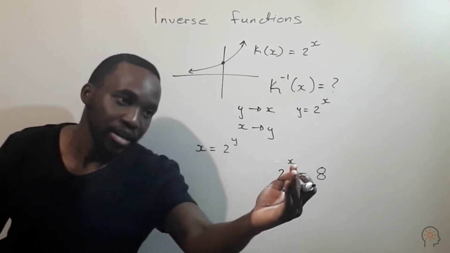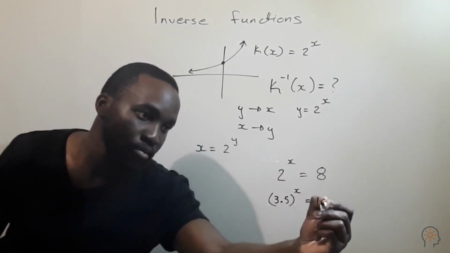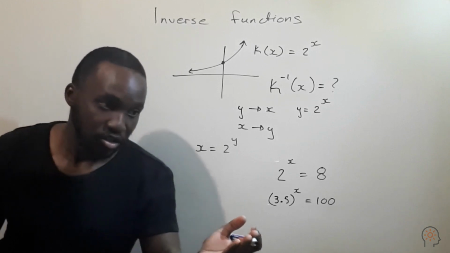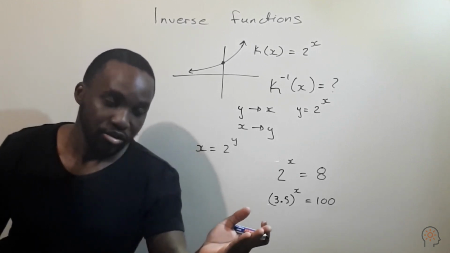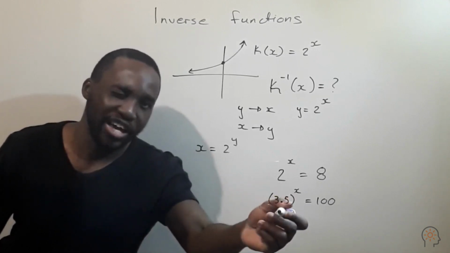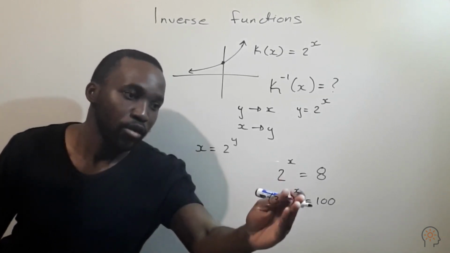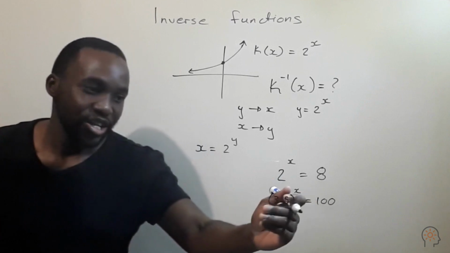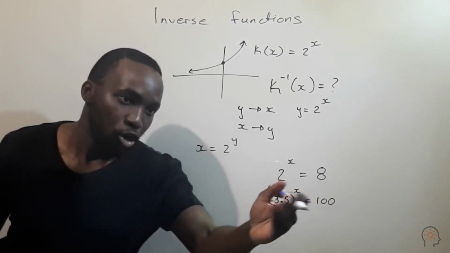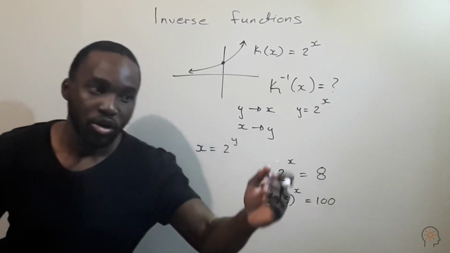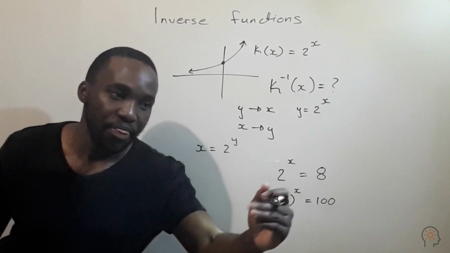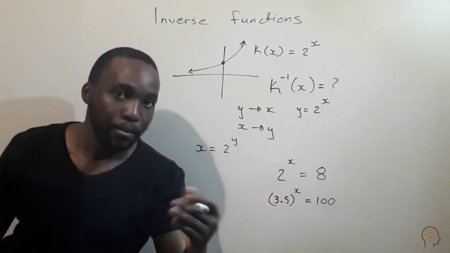However, if we had something like this, we cannot work it out using our head, right? It's not straightforward. And I'm literally putting 3.5 there, not 3 times 5. So 3.5 to the power of x is equal to 100. We don't know what x is. We cannot work that out using our heads. We would need to use logs, right? So logs basically helps us work out an exponent when the exponent is not necessarily basic.